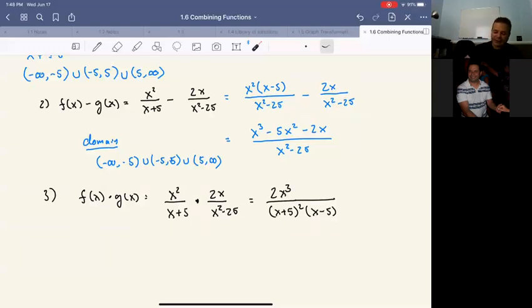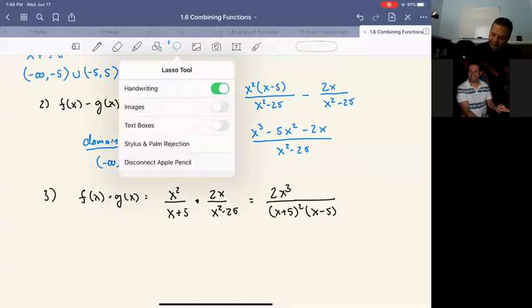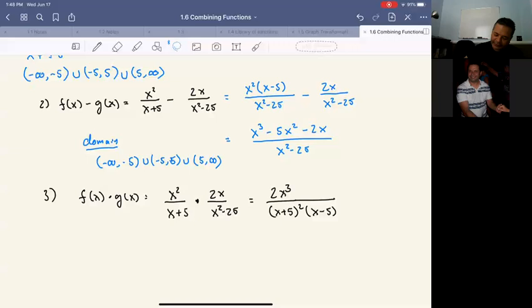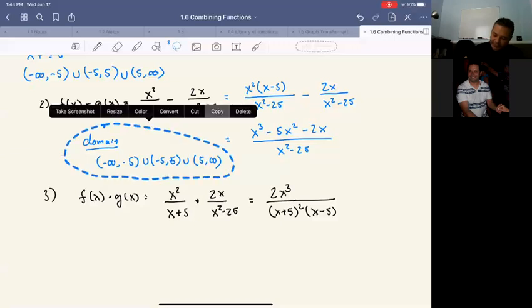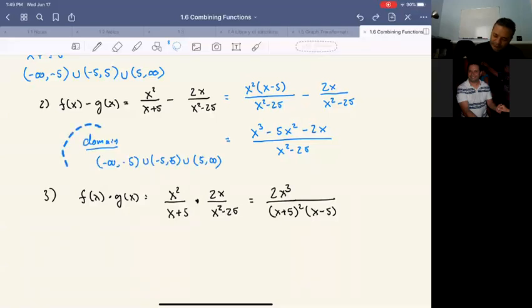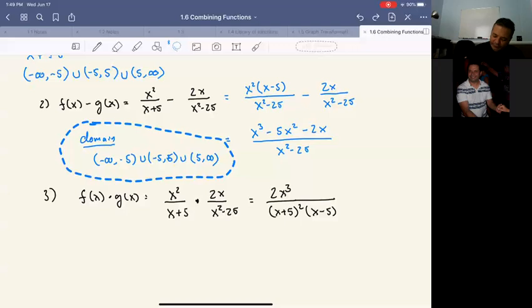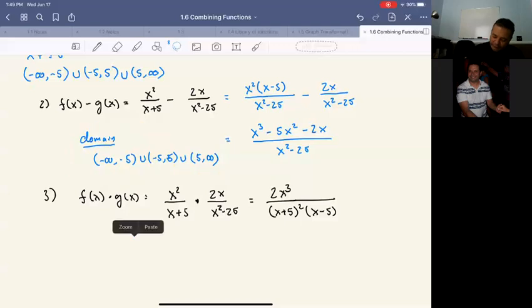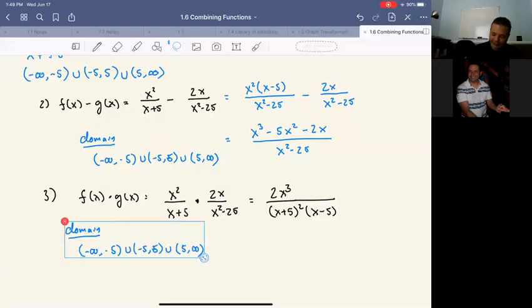And again, the domain's the same thing. I thought I had this. I know I had it. Let me see if I can try again. Copy, nope. I had this before. I don't know why it's not working for me now. Paste. There we go.